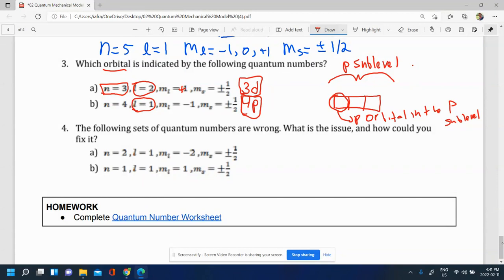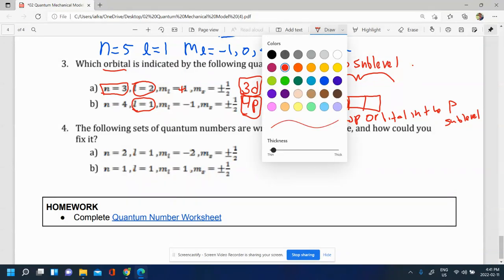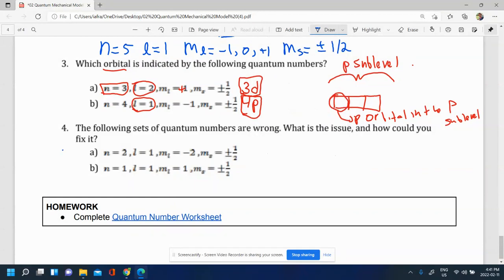For question number 4, we have to find the error in the quantum numbers. We'll start with A. As usual, pause the video, try it yourself, then you can check the answers. So we have n is equal to 2, L is equal to 1, ML is equal to negative 2, MS is equal to positive or negative 1/2. My MS looks okay. I usually look at that because if there's a different number than half, then that's a mistake. It should be half plus or minus.